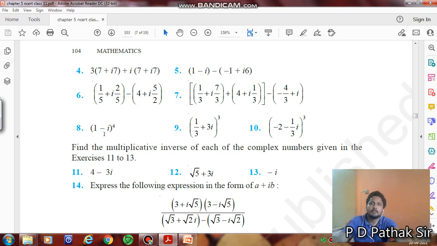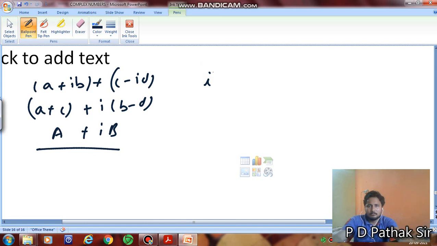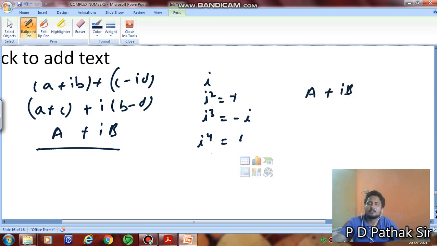In question number 8, we have to expand this, and after expanding, put the values of the powers of i. Where it is i, it will remain the same. If it is i square, it will become minus 1. If it is i cube, it will become minus iota. If it is i to the power 4, your answer will be plus 1. Only replace all the values of the powers of i, and at last represent this expression in the form of a plus iota b.